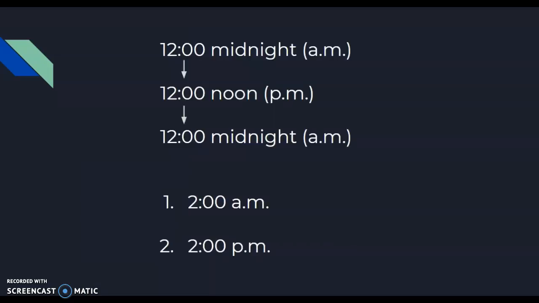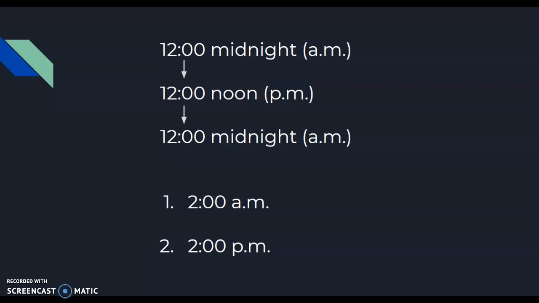All right, now here I have 12 o'clock midnight, 12 o'clock noon, and then 12 o'clock midnight again. So as we go through a full day, really our day starts at midnight. Now y'all can see AM there means morning, and midnight doesn't seem like morning, does it? No, but that is when our morning hours begin. So then we have 1 a.m., 1 o'clock in the morning, 2 o'clock in the morning, 3 o'clock in the morning. So midnight is considered a.m.